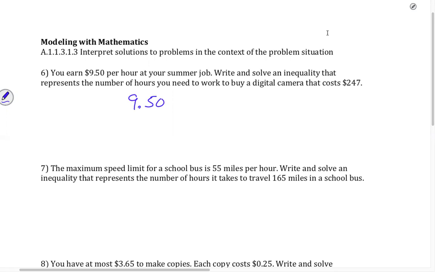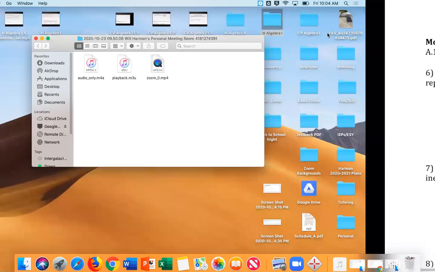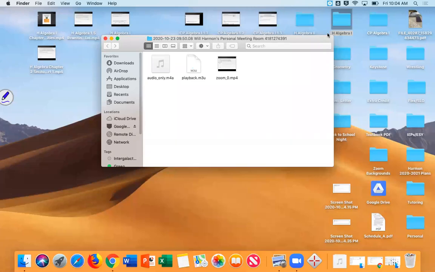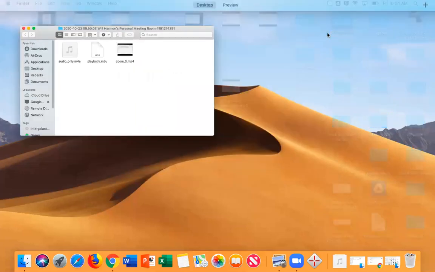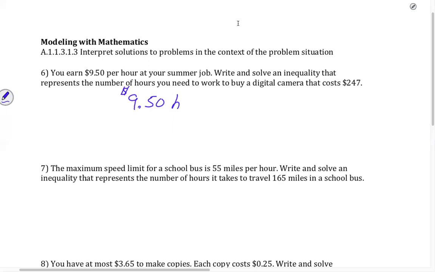So let's go 9.50 H. H is going to stand for hours. And that needs to be greater than or equal to $247. So we're going to go ahead and divide by 9.50. And we have H has to be greater than or equal to... go ahead and take that in your calculator. So you're going to do 247 divided by 9.50. And we got 26 hours.